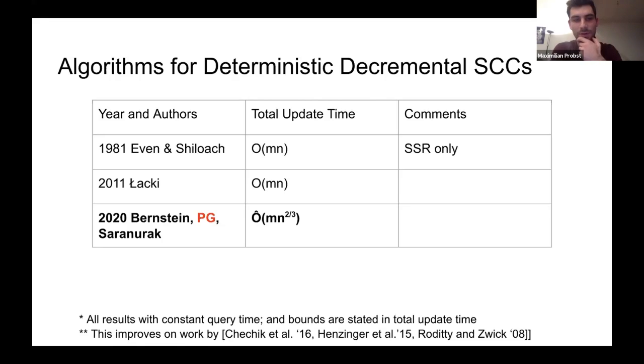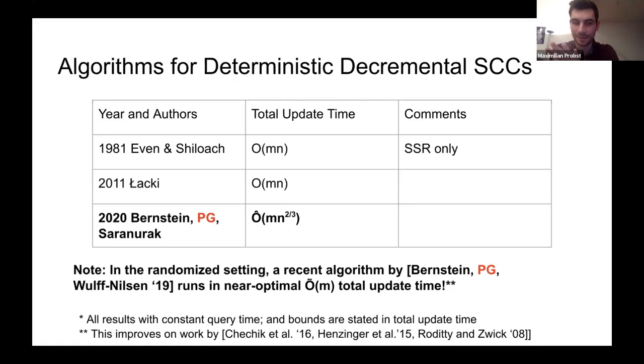And this data structure by Even and Shiloach was then taken and refined, and there's a very nice algorithm by Łącki that gets actually the same result for SCCs, so total update time mn. But still, for the fundamental problem, even for single source reachability, there's not been an improvement since the 80s. And this mn barrier is a very significant barrier for this kind of decremental problems. And in this talk, or with our paper, we actually show that you can go beyond this mn barrier. And we give an algorithm that runs in time roughly m n^(2/3). And I'll just point out that in the randomized setting, this is very well understood. So we have a linear time algorithm. It's just the deterministic setting where we seem stuck, I would say.